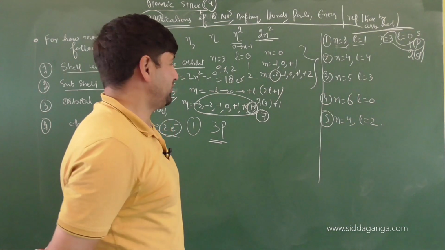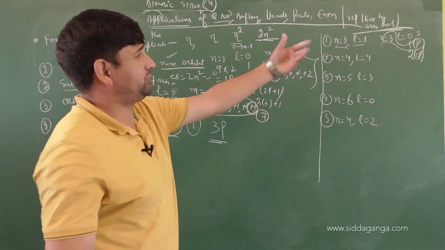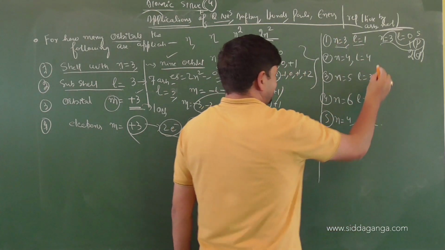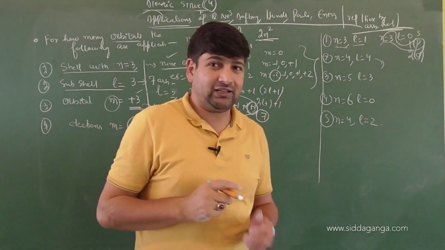Am I clear here? Good. If one magnetic quantum number is also added, then we will be talking about one orbital. That we will see in our applications further. N is 4, L is 4. Let us see this. What was the shortest application method that I taught you yesterday?